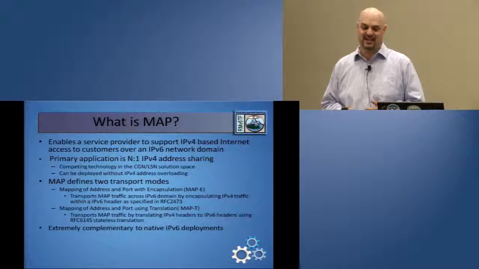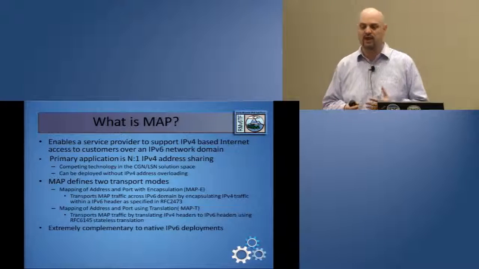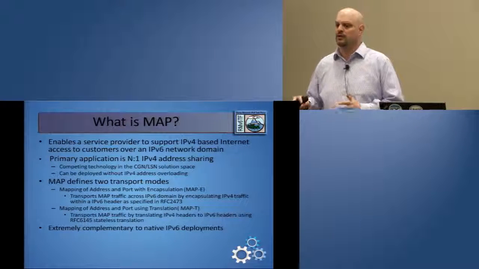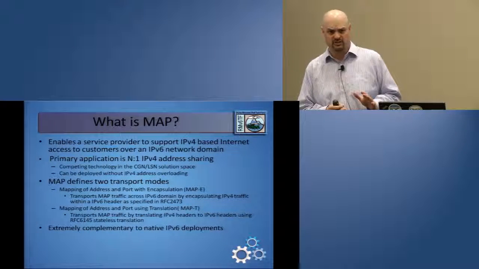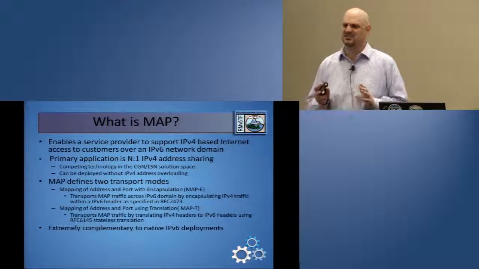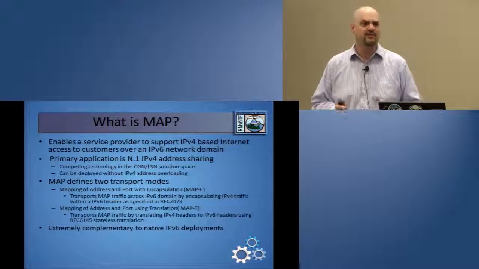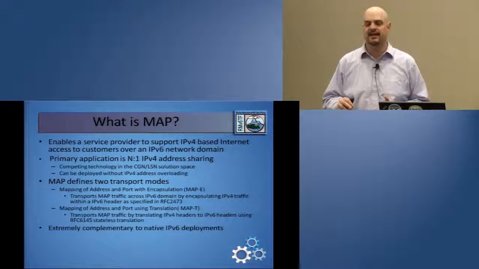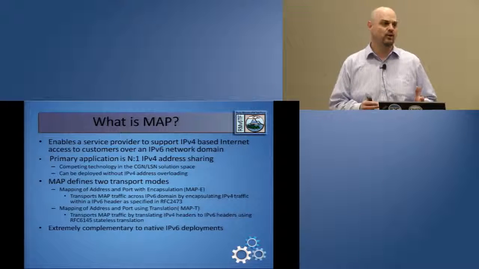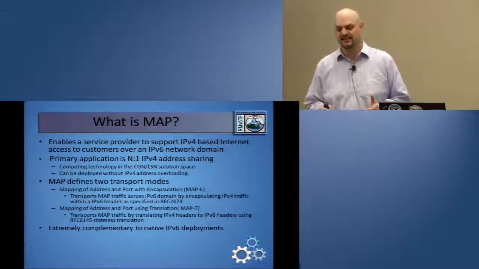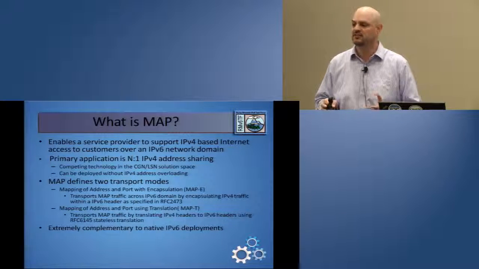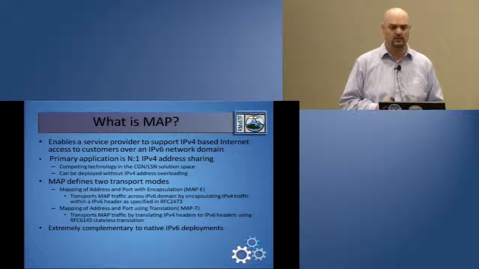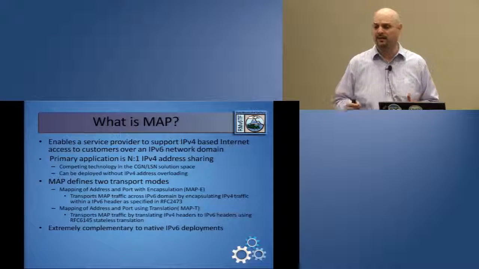To us at Charter, and for me, one of the things that's really attractive with MAP, and what sets it apart from a lot of the other transition technologies, is that it's extremely complementary to native IPv6 deployments. As I take you through the presentation, you'll see that a MAP network looks a lot like a native IPv6 deployment. There are very small nuances and deltas to how you provision and operate a MAP network.